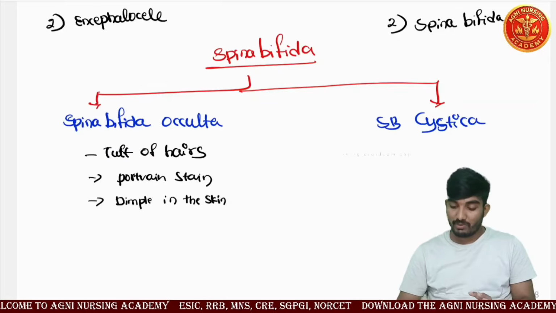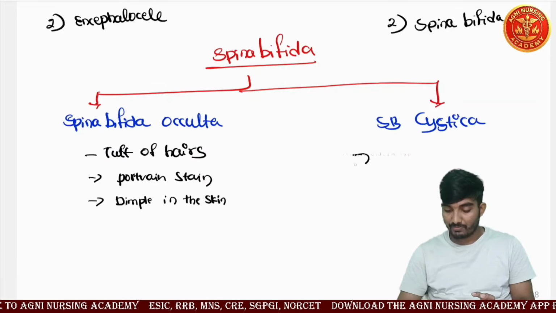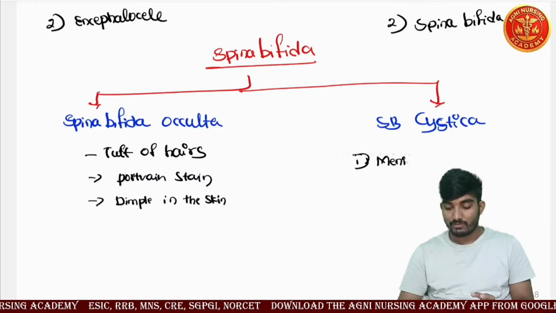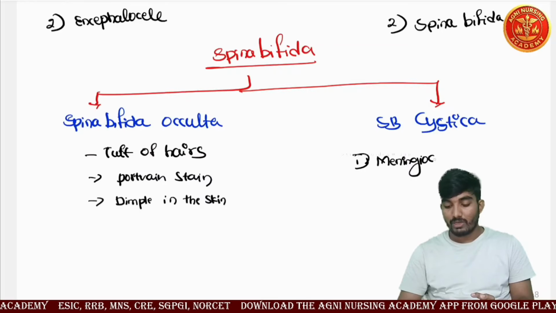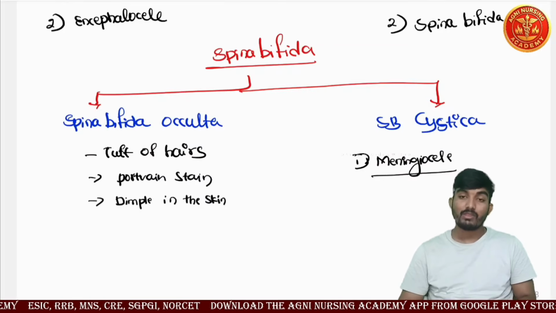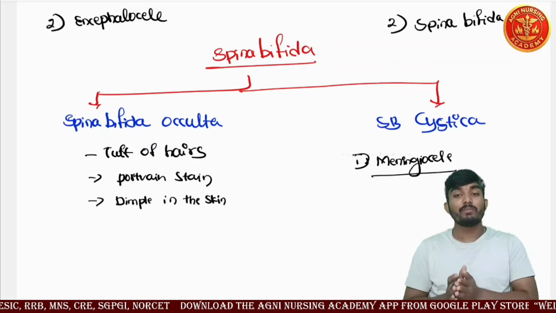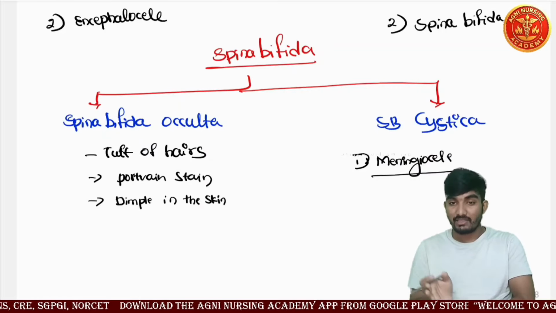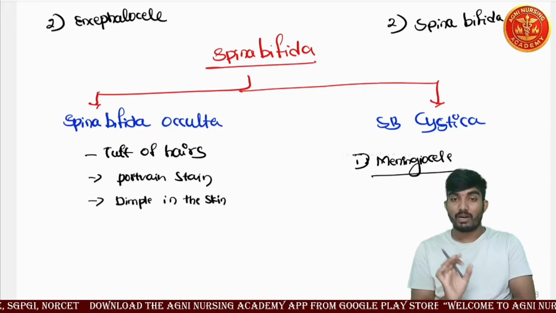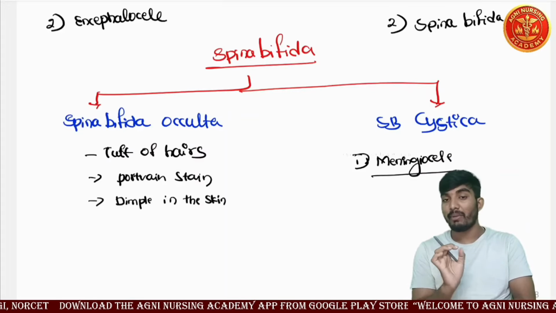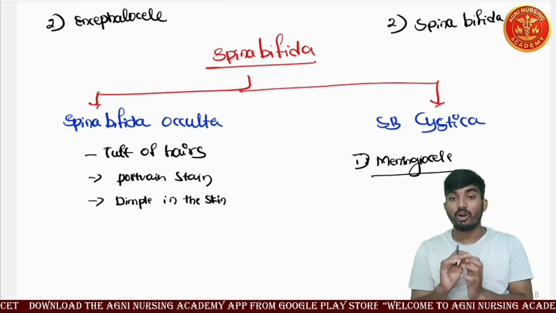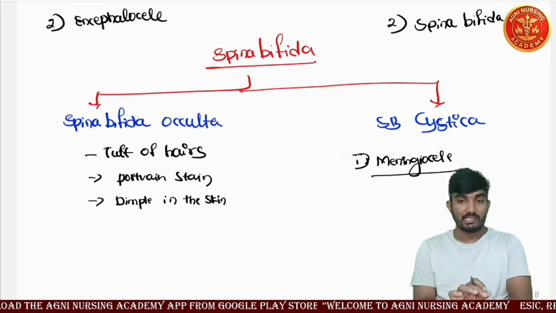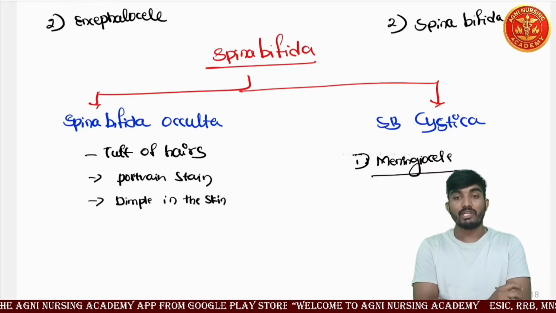In spina bifida cystica, two types are present. The first one is meningocele. Meningocele means an abnormal opening is present in the vertebral column and a sac-like structure protrudes. In that protruded part, only the CSF and meninges are present. Only the meninges and CSF protrude in the meningocele. That is called meningocele.